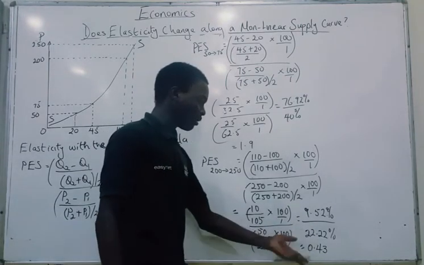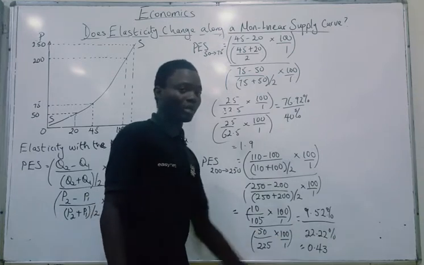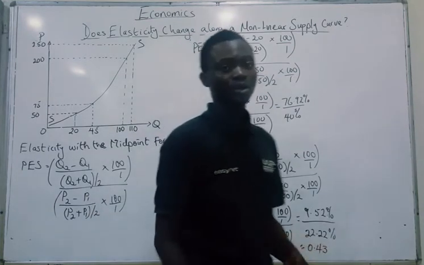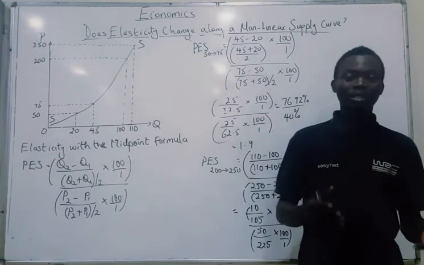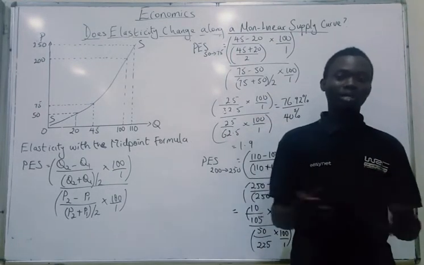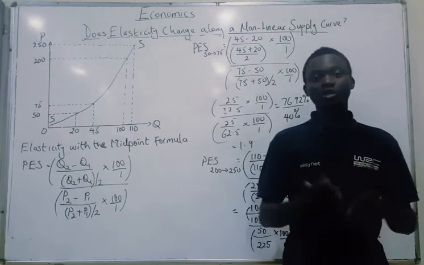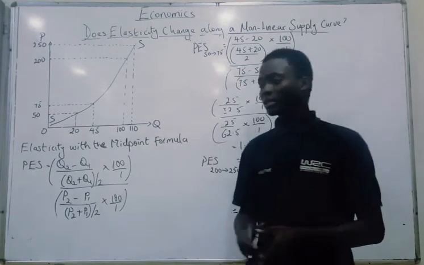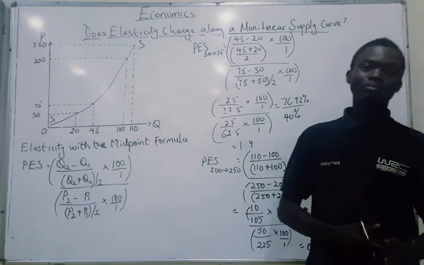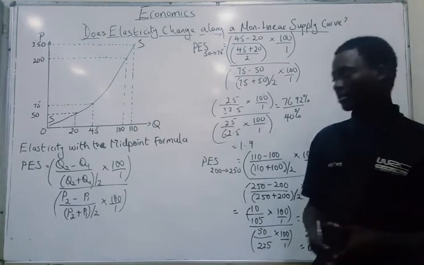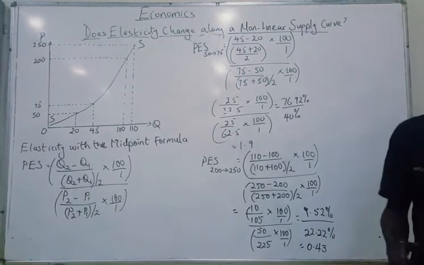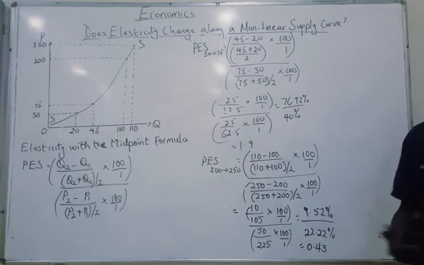And at the end of the day, our elasticity is 0.43, and 0.43 is less than 1 because the decision rule is if the price elasticity is 1, then we say the curve concerned, whether demand or supply, is unit elastic or unitary elastic. If it is less than 1, it is inelastic, and if it is greater than 1, it is elastic. So 0.43 is less than 1, and that is inelastic.